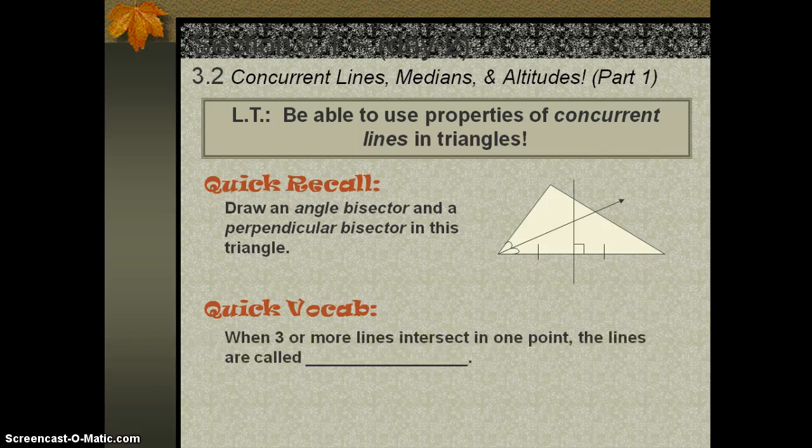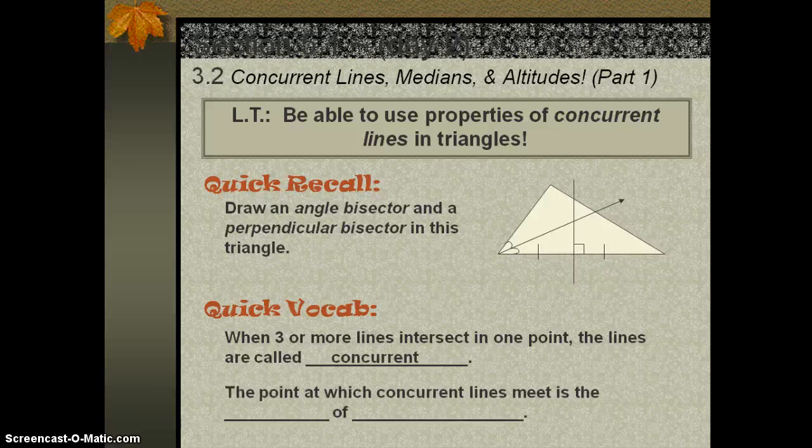Now for some new vocab. When three or more lines intersect in a point, the lines are called concurrent. The point at which concurrent lines meet is the point of concurrency.